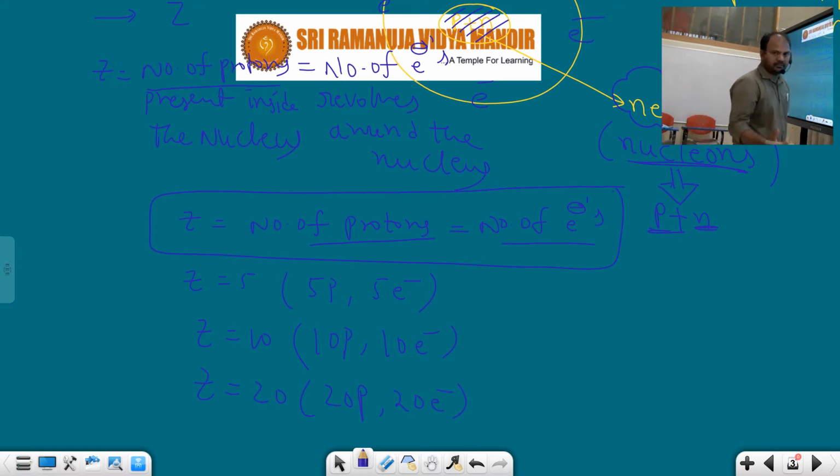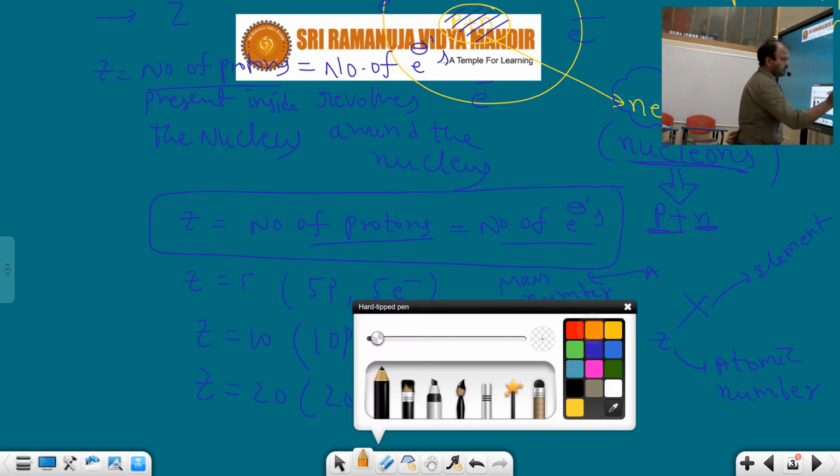Generally, if you take any element, there are 118 elements. These elements can be represented in the form X, A, Z. X means element. Z means, as I already told you, atomic number. A means mass number; A is the mass number, or atomic mass, or atomic weight. X is nothing but the element, and Z represents the atomic number.